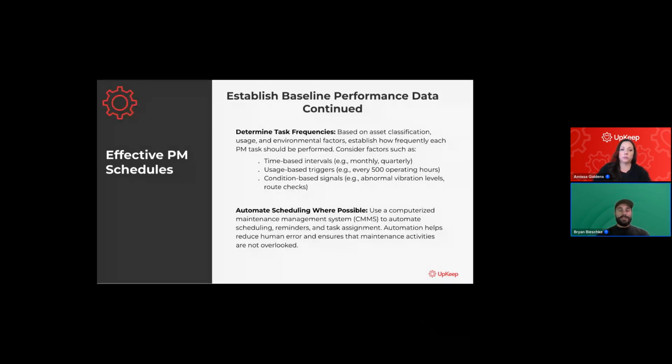Okay, so we want to determine task frequencies based on asset classification, which is your criticality. How important is it? Do you have a hierarchy based on system or component or part? Like, how do you identify those things? And then we need to establish how frequently we perform those. And again, we talked about in the beginning, time-based, usage-based, condition-based.